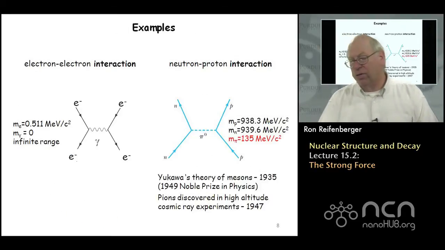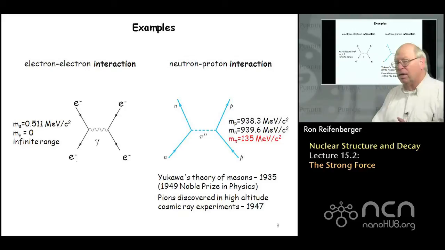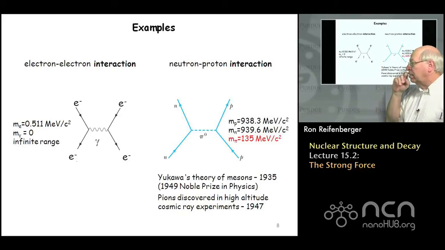So examples of this are given in this slide. In this case, we've got two electrons interacting with one another. The interaction occurs by the exchange of this virtual photon, and the exchange of this virtual photon causes a change in the momentum of these two electrons, which then causes them to actually repel from one another.